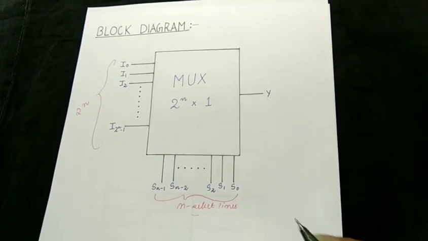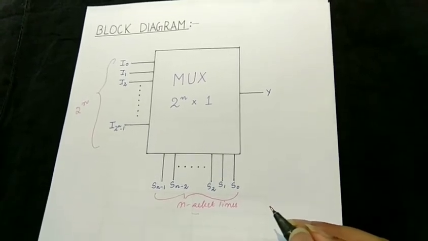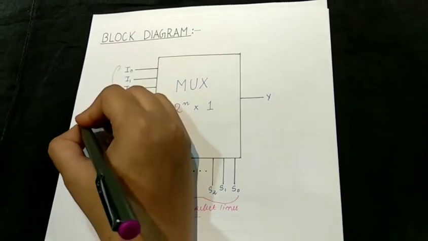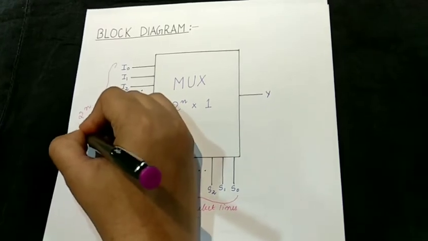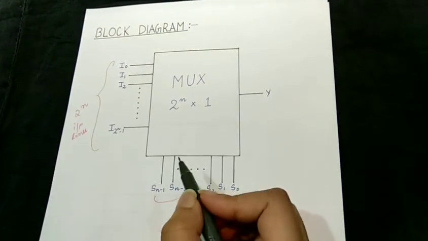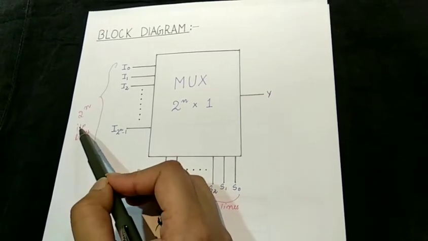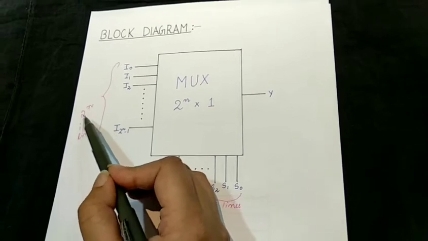And we know that in binary, if there are n bits, then the total number of combinations is 2 raised to the power n. So for n select lines, there will be total 2 raised to the power n input lines. Another important thing to note here is that there can be less than 2 raised to the power n input lines, but there cannot be more than 2 raised to the power n input lines.